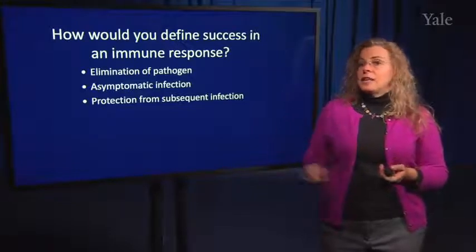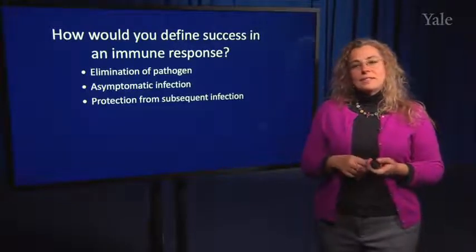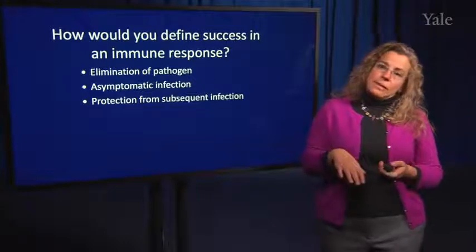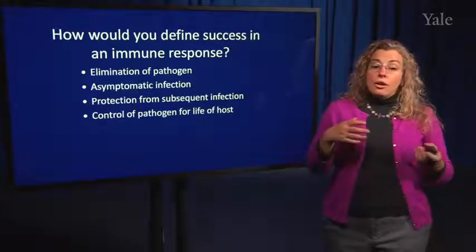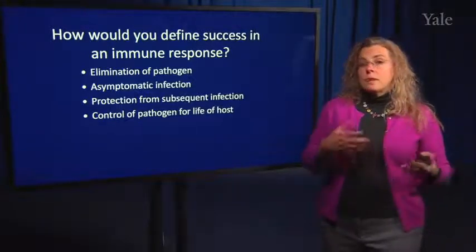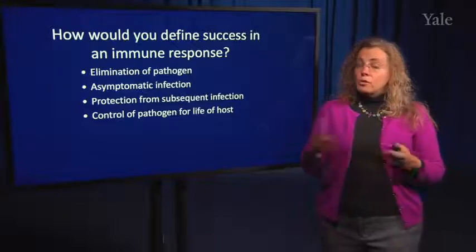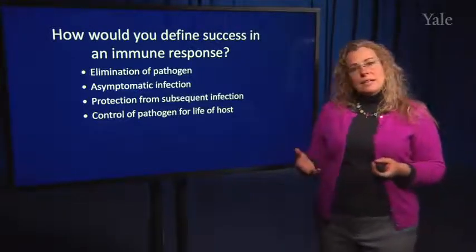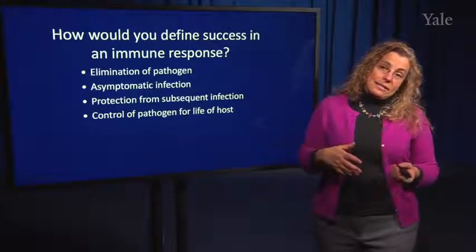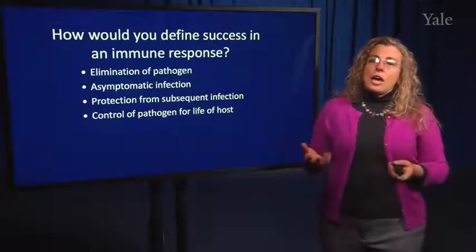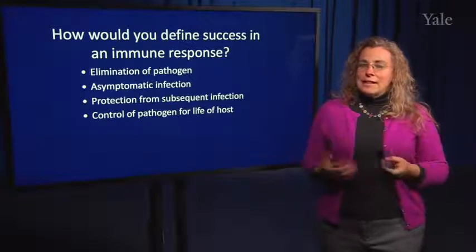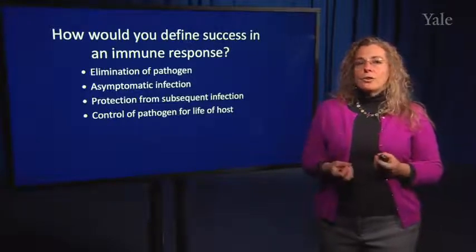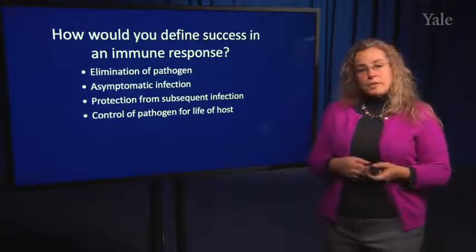It's successful the second time around, but it isn't really successful the first time around because you get sick. And maybe your immune system can control a pathogen you have for your entire life. You may not even know you have it, but it never eliminates it. But is that a success? So with all of these, there's a mixture of success and failure. So there's not one answer to what's a successful immune response.